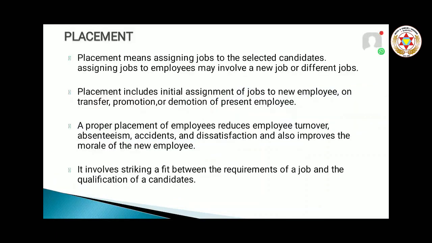Now the fourth major function is placement. Placement means assigning jobs to the selected candidates. Assigning jobs to the employees may involve new or different jobs. Placement includes initial assignment of jobs to new employees, and transfer, promotion or demotion of present employees. A proper placement of employees reduces employee turnover, absenteeism, accidents, dissatisfaction, and also improves the morale of the employees.